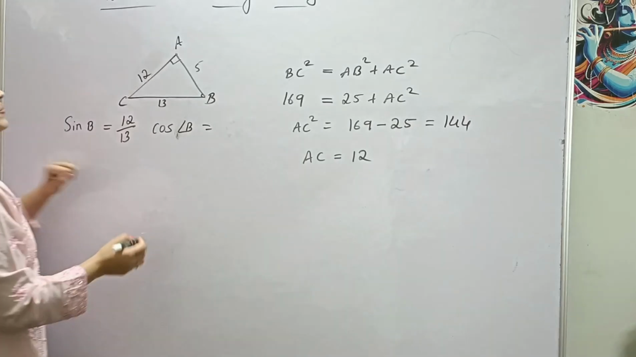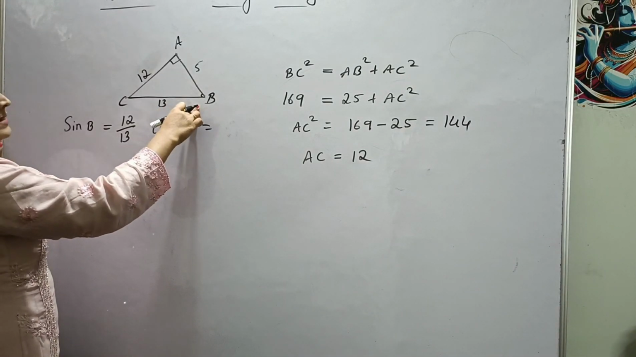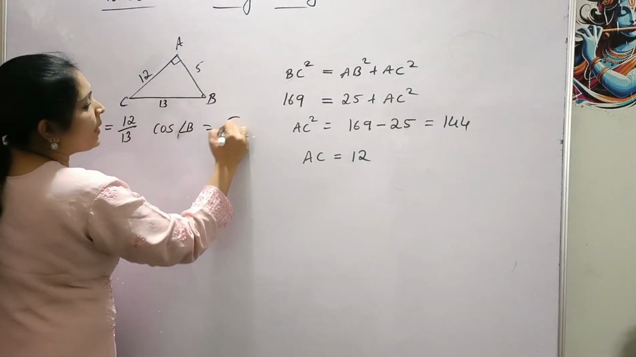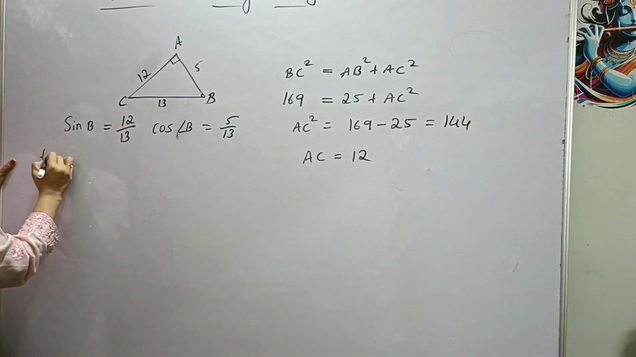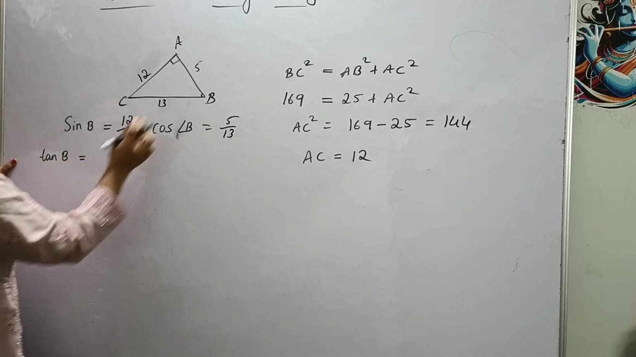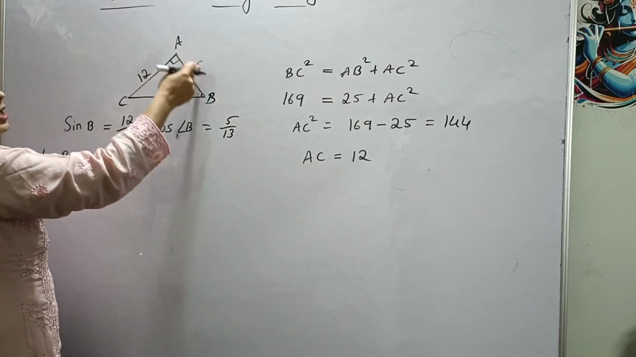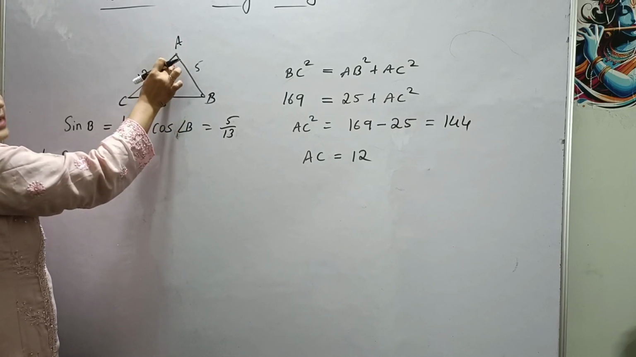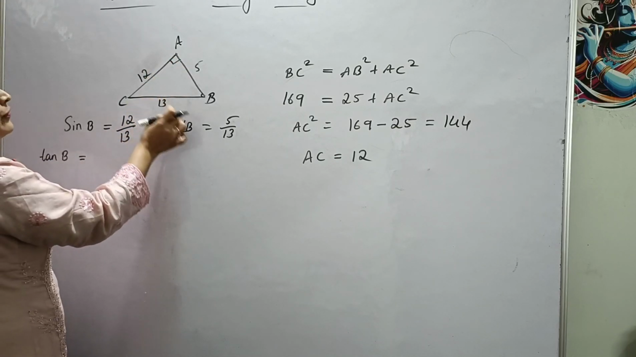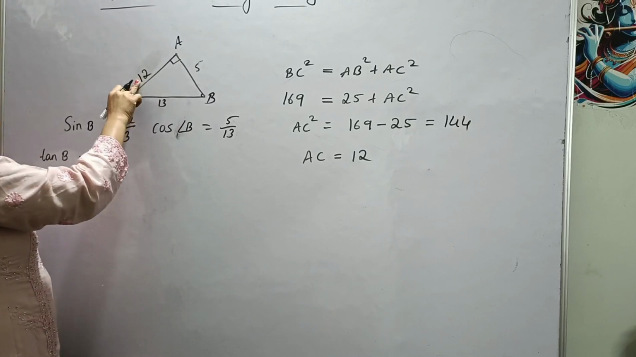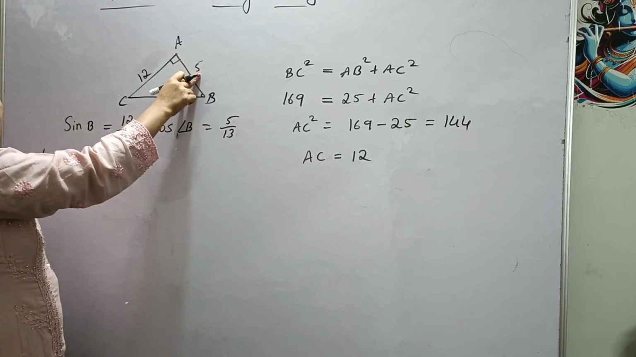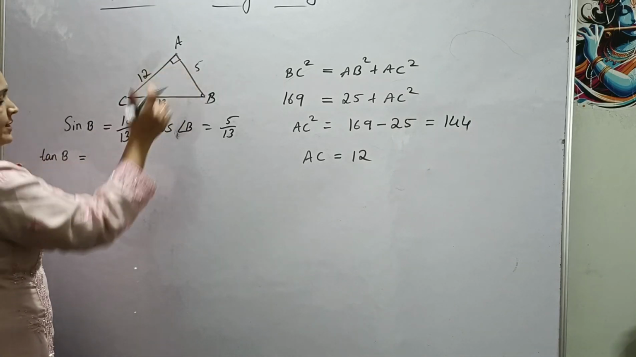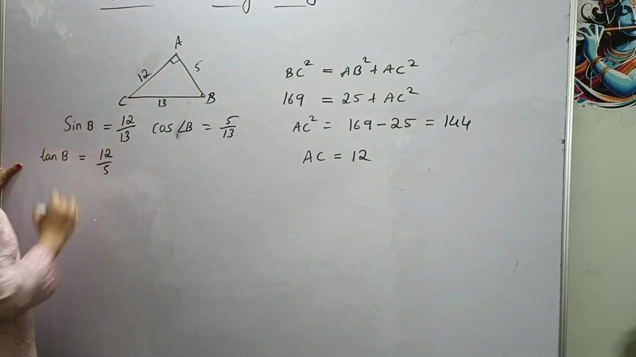Cos B is equal to adjacent divided by hypotenuse. What is the adjacent? Here, 5 by 30. Next, tan B is opposite divided by adjacent. Remember, the opposite of the right angle is the hypotenuse. Don't be confused. Here the opposite side is 12 and the adjacent is 5. Tan B is opposite divided by adjacent, that is 12 divided by 5.